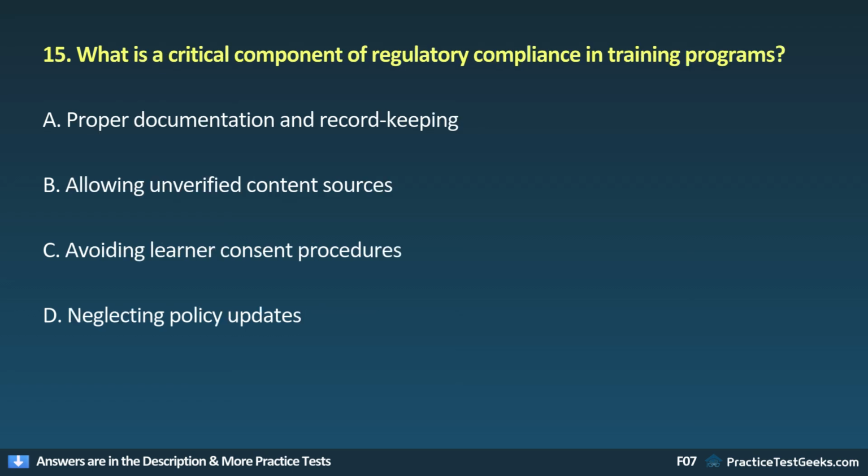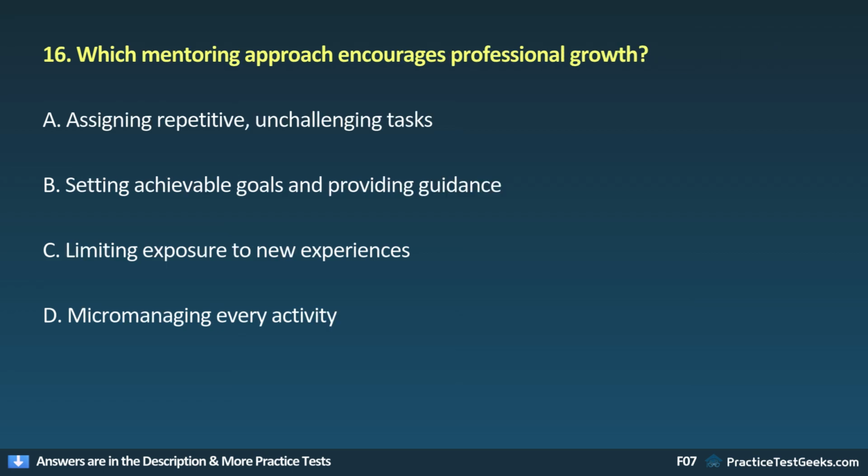15. What is a critical component of regulatory compliance in training programs? A. Proper documentation and record keeping. B. Allowing unverified content sources. C. Avoiding learner consent procedures. D. Neglecting policy updates.